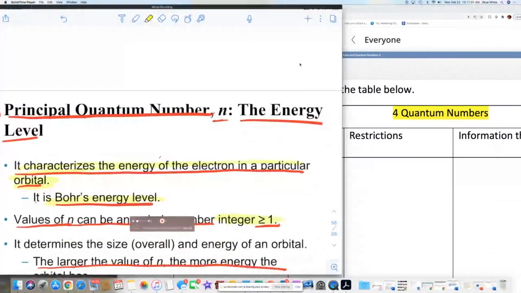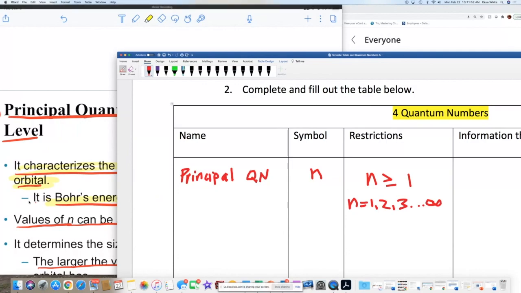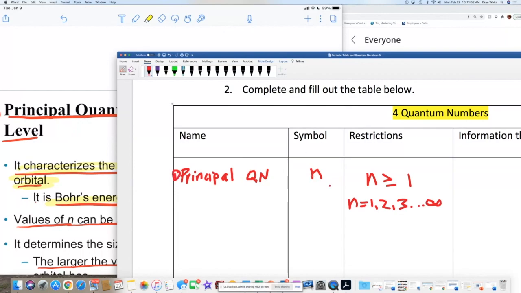Restrictions, you go through here. It tells you n can be any whole number, integer greater than 1. So you can write here n. The better you write, the easier it is for you to review, because in the end, these labs become a useful resource for you to review, right? You can write it like this if it makes sense to you, or you can write here, n is a whole number. Some people write n is equal to 1, 2, 3, all the way to infinity. Write it in a way that it's accurate, but it makes sense to you, right? We have our first quantum number, principal quantum number, symbol n.